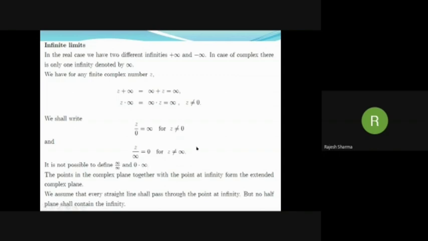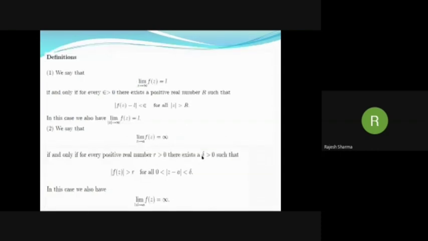Now, what is the extended complex plane? It consists of all finite complex numbers and one ideal point called infinity. In our course, we will assume that every straight line passes through this ideal point infinity, but infinity is not contained in any half plane.